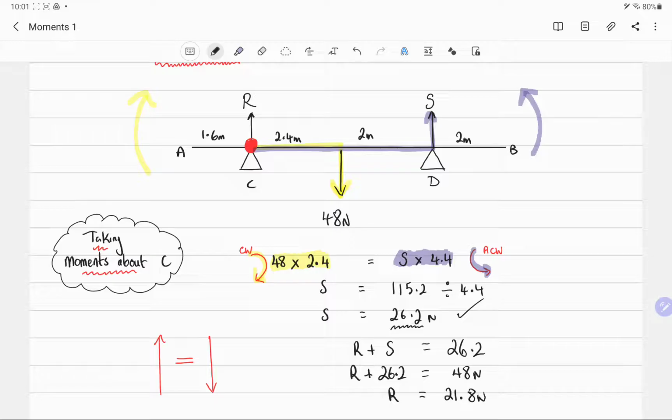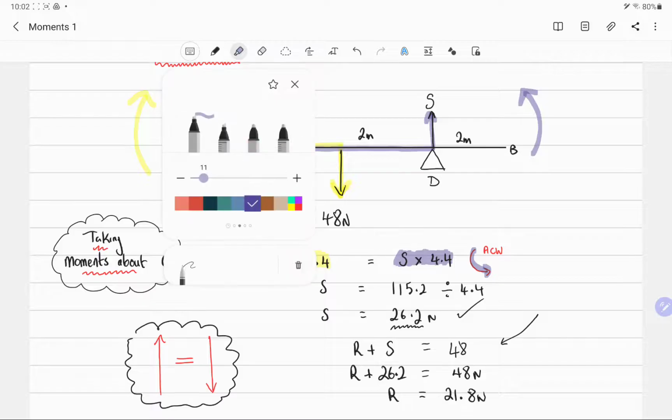And then the second part, which is here, you equate the upward forces with the downward forces. So the downward force is acting on this rod. The downward force is the weight. So the weight is 48 newtons. Now I just see I have to change that to 48.